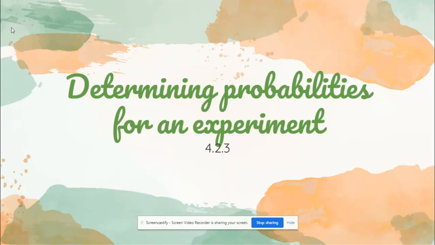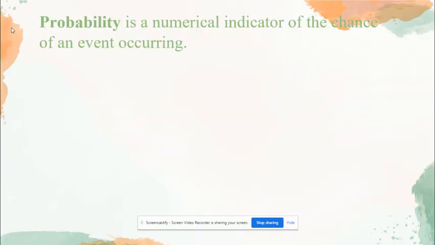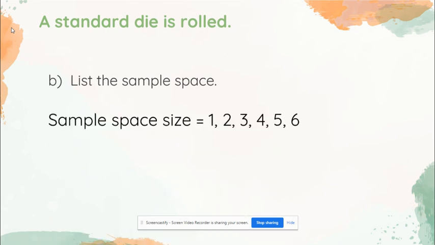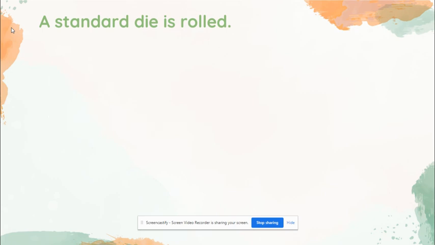All right, so now we're looking at the probabilities for an experiment. So the probability is a numerical, so it's always a number, indicator of the chance of an event occurring. A standard die is rolled. What's the sample space? So what could you possibly get? You could either get a 1, a 2, a 3, a 4, a 5, or a 6. And make sure you put commas in between them.